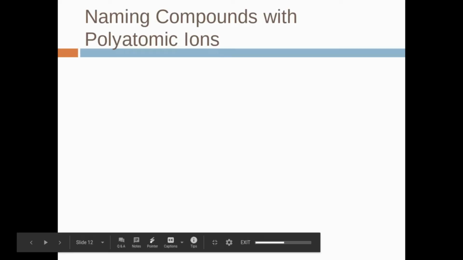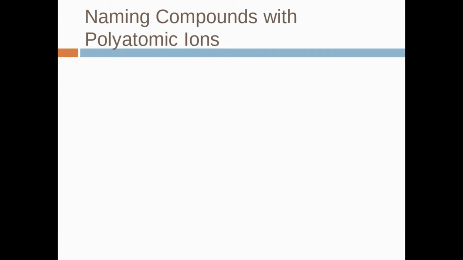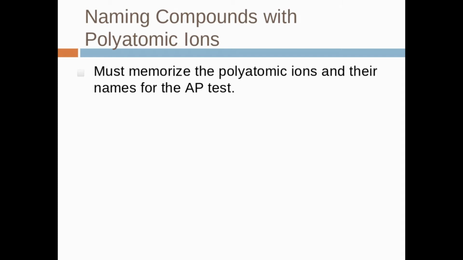If we have polyatomic ions in our ionic compound, the name of the polyatomic ion just stays the same. We don't have to change it. We don't have to put Roman numerals or anything. The tricky part with polyatomic ions is really just learning their names. So remember, you do need to memorize these for the AP test. We will have a quiz on them, but you will need to know their names, their symbols, and their charges.